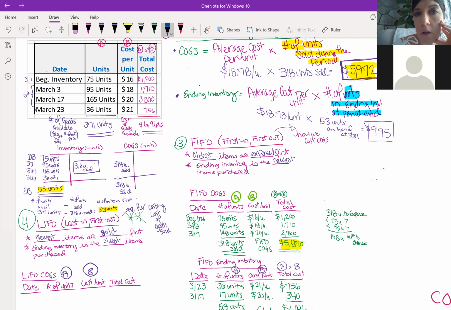As you're writing that out, I'll just remind everyone that under each of those methods, we're always going to expense the same number of units. So number of units expensed is cost of goods sold. And we're always going to have the same number of units in ending inventory under the four methods that we have. But the value that we're going to calculate for cost of goods sold, the value that we're going to calculate for ending inventory is going to differ depending on the method used.